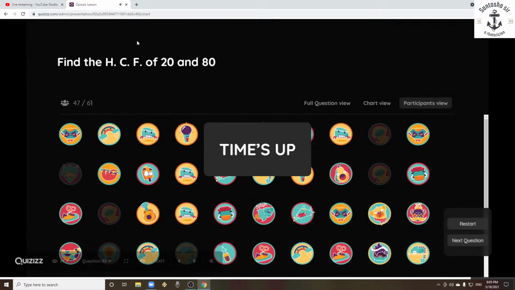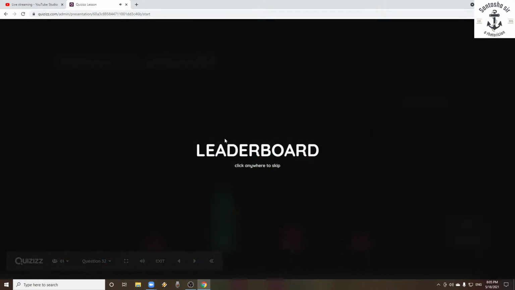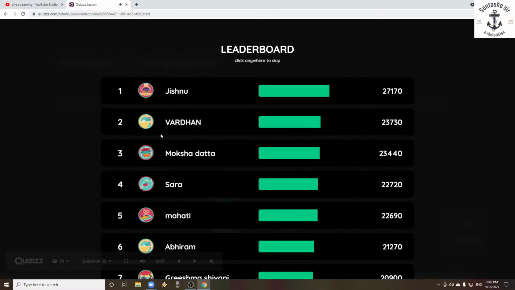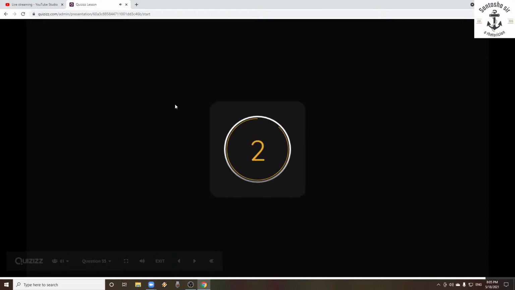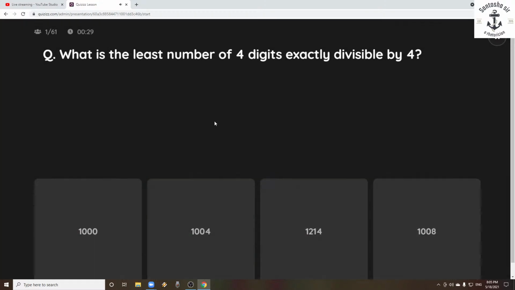There ends the time. 47 members picked up now. No change in the 7 positions. They stick to those positions. Very tough to replace them, I guess. 25 members picked up their choice. Question number 33 coming up on your screens now. What is the least number of 4 digits exactly divisible by 4?